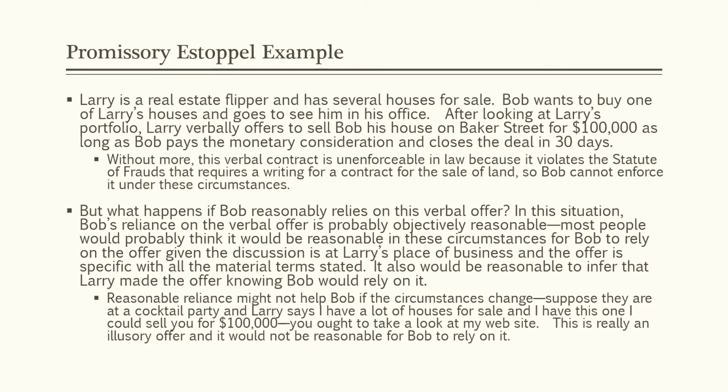But that might not help Bob if the circumstances change. Suppose they're at a cocktail party and Larry says, I have a lot of houses for sale, and I have this one I could sell you for $100,000. You ought to take a look at my website. It sounds like Bob is getting an offer from Larry to sell a house for $100,000, but not really. This is really an illusory offer, and it would not be reasonable for Bob to rely on it in the circumstances, because this is a reasonable reliance and it has to be reasonable given the circumstances where the offer is made.